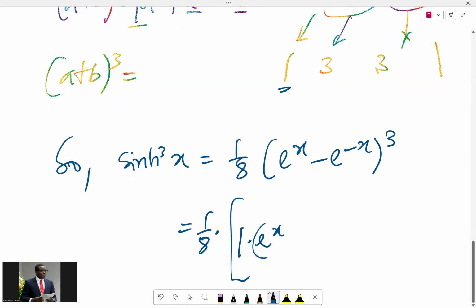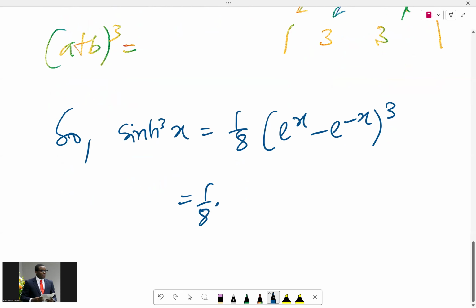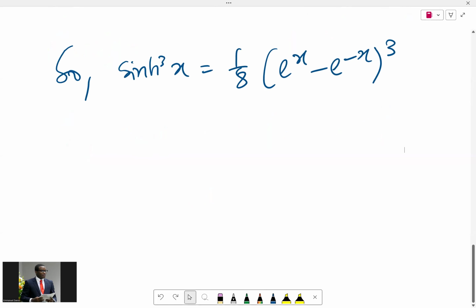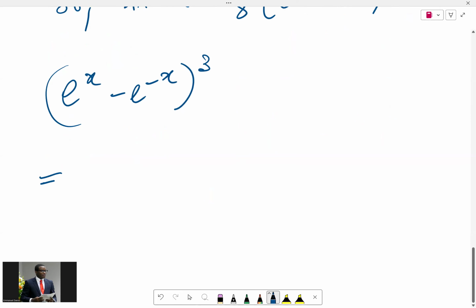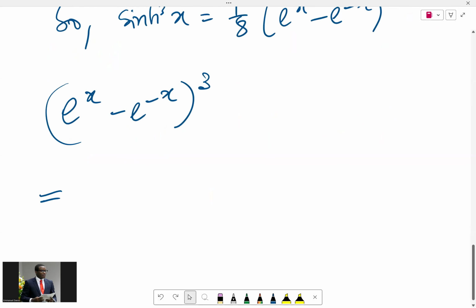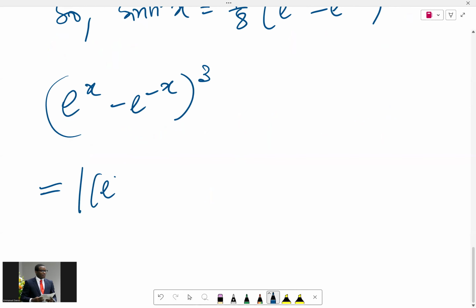I think I want to do that explicitly for the sake of clarity. So we have e raised power x minus e raised power minus x raised to power 3. So that means we have 1, 3, 3, 1. The first coefficient is 1. Then you have e raised power x raised power 3, and then you have minus e raised power minus x raised power 0. That's the first one. Plus the next one.